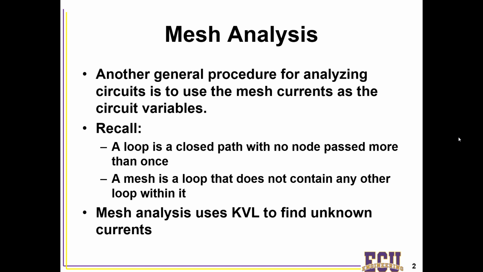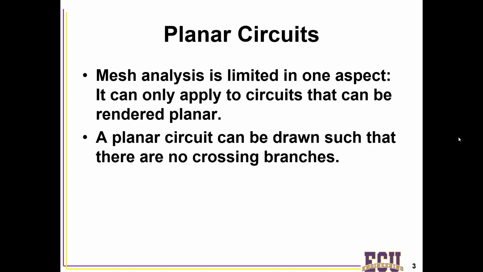Before we get into mesh analysis, it's important that we remember what a mesh is compared to a loop. A loop is any closed path that doesn't have any node pass through more than once, while a mesh is a loop that does not contain any other loop within it. This may manifest itself as a large loop around the outside of a circuit, but if you can't pass through any other loop within a particular loop, then it is a mesh. We'll see some examples of that as we go forward.